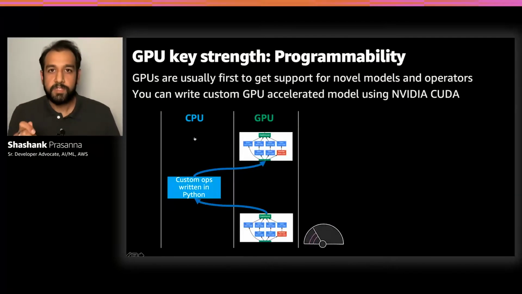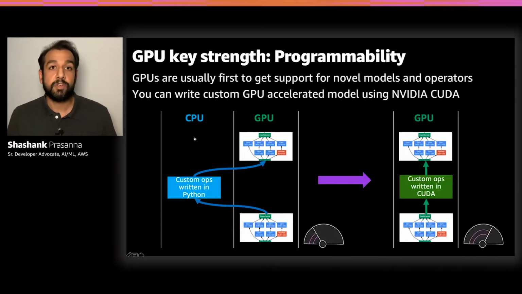One of the key strengths of GPUs, in my opinion, is the fact that GPUs are programmable, similar to CPUs. Let's say you're pushing the boundary of deep learning research and you have custom models or custom layers, and GPUs are some of the first of these options to get support for these layers, either in upstream frameworks like TensorFlow, PyTorch, or MXNet. But if you're authoring your own layers, you typically write them in Python, which means they're not accelerated on your GPU. But using NVIDIA's CUDA, you can write these layers in the CUDA programming language so that they're accelerated on GPUs.